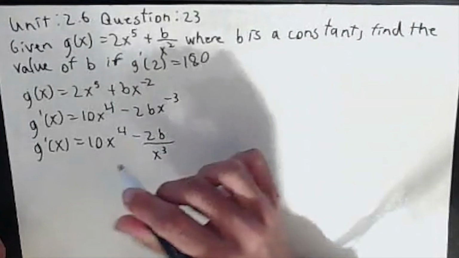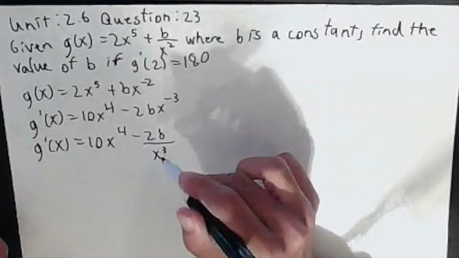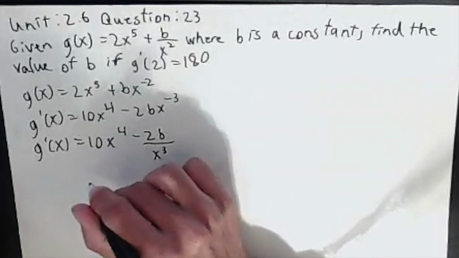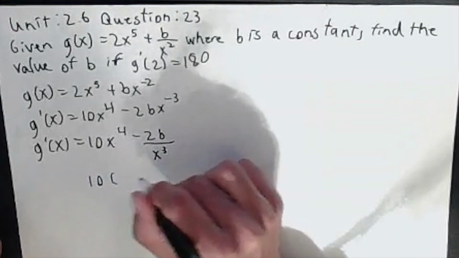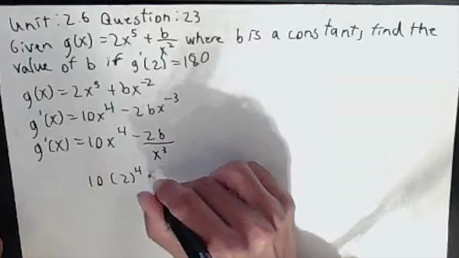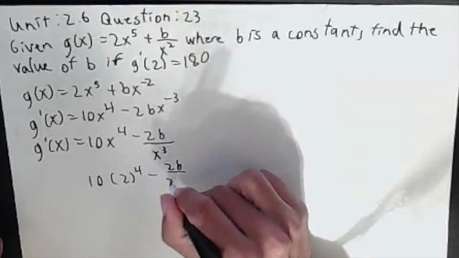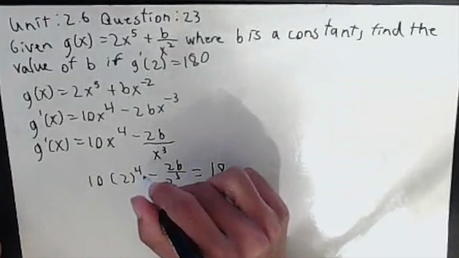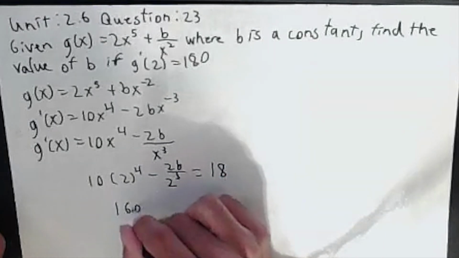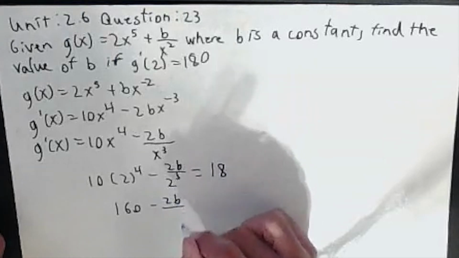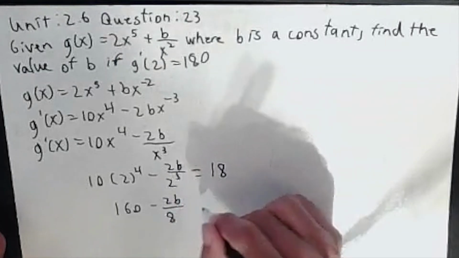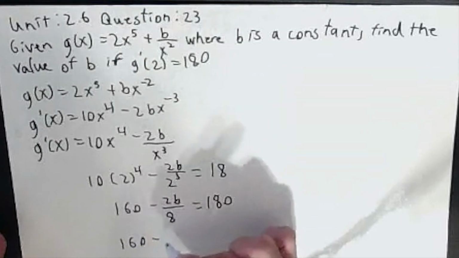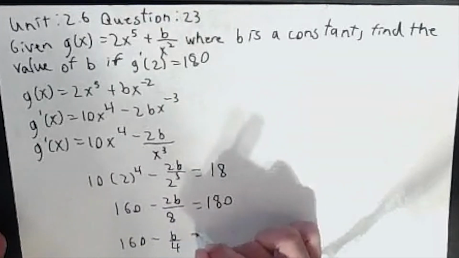So now we know that when we plug in 2 to the function, we should get 180. So let's plug in 2 to the function and set it equal to 180 and then just solve. So 10 times 2 to the fourth power minus 2b over 2 to the third power equals 180. 2 to the fourth power is 16. 16 times 10 is 160. Minus 2b over 8, since 2 to the third power is 8, equals 180. And I can simplify this one more time, so I get 160 minus b over 4 equals 180.